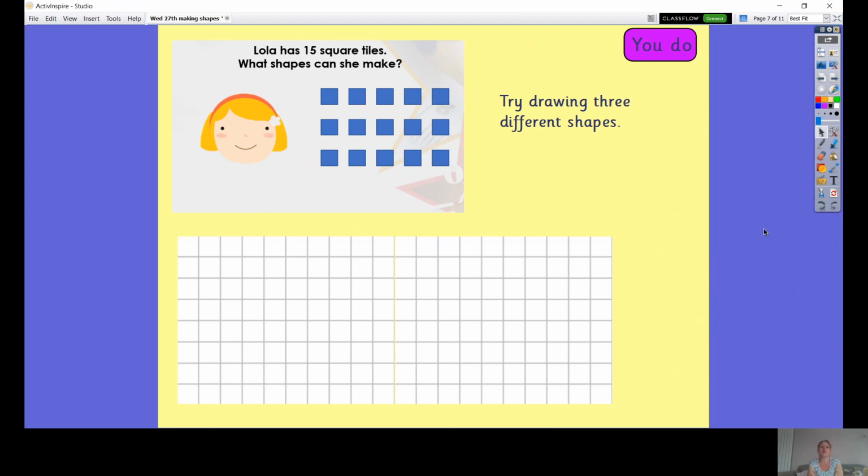Have a look at this one. Lola now has 15 square tiles. What shapes can she make? So once again, I'm going to pause the video and have a go at drawing a shape with an area of 15 squares. Off you go.